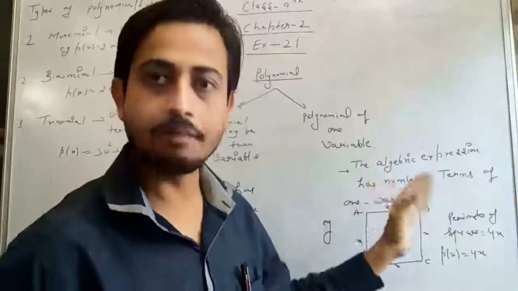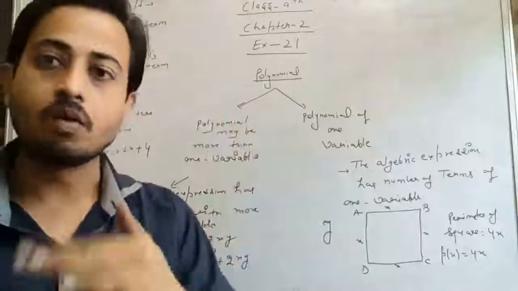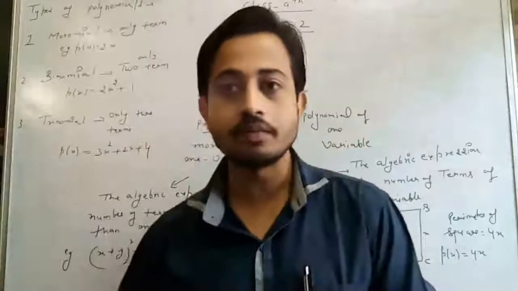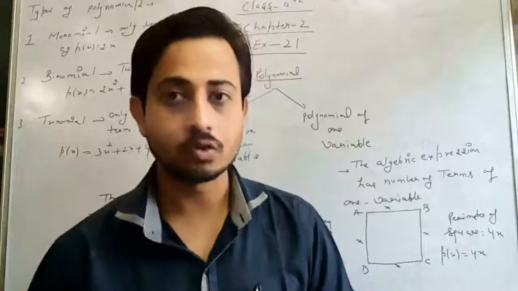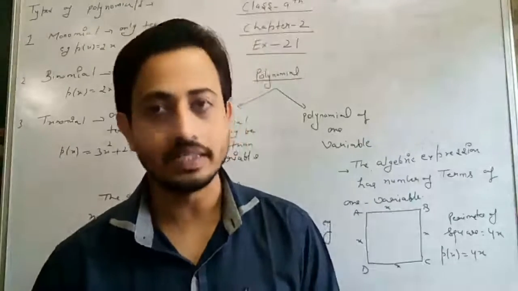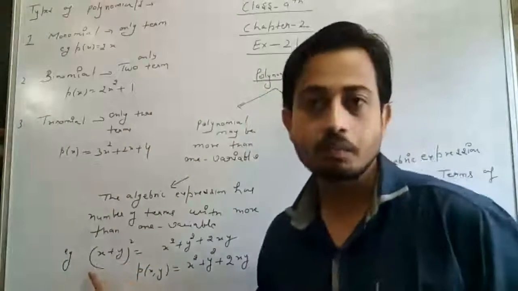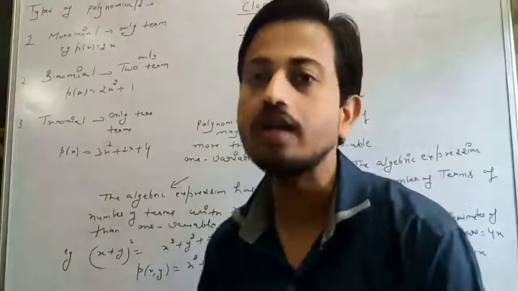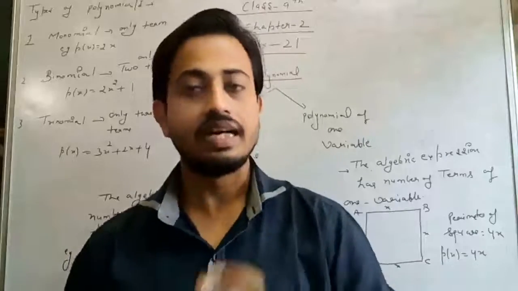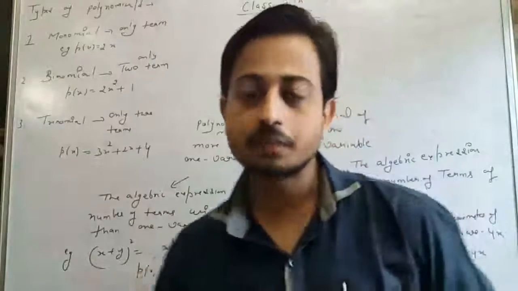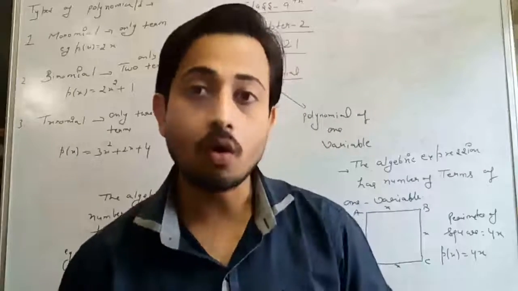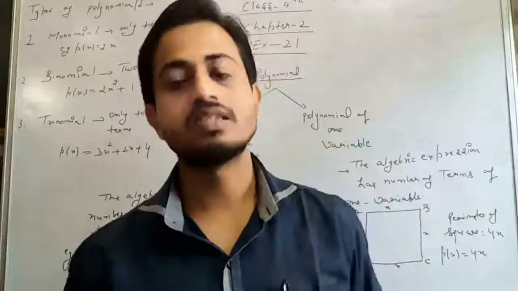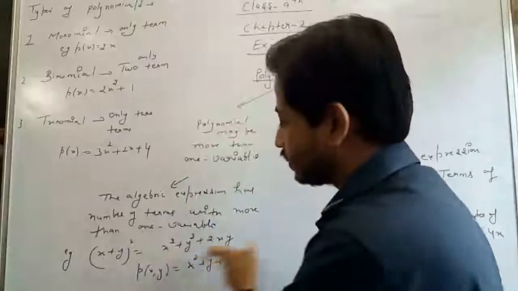Before starting the topic, I am taking a polynomial which has more than one variable. For example, you know the identity a plus b whole square is equal to a square plus b square plus 2 into a into b. Now applying this here, x plus y whole square is equal to x square plus y square plus 2 into x into y. It is basically the a plus b whole square identity, and we get this expression, which is called an algebraic expression. Whenever you get terms in the form of addition or subtraction of variables, that is called your algebraic expression.